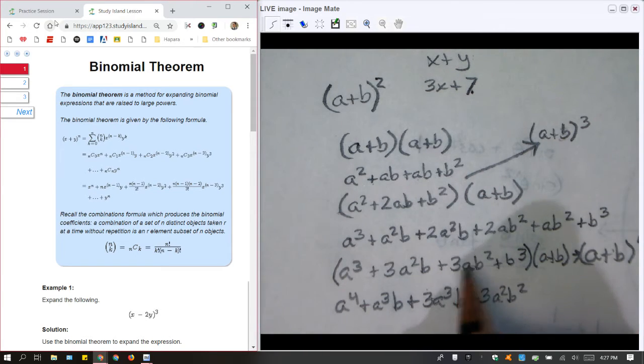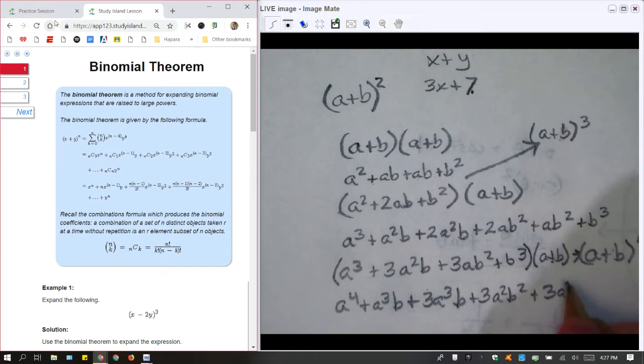And now I have 3ab squared times a, which is plus 3. And then a times a is a squared, and we still have b squared. And then we have 3ab squared times b, which would be plus 3ab cubed.